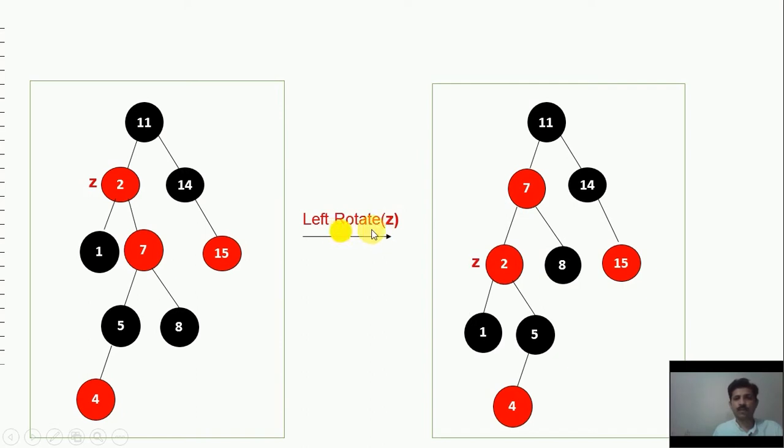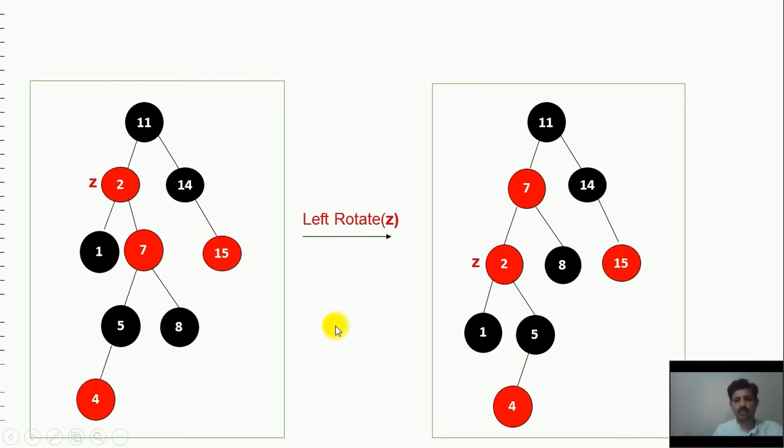After performing left rotation, 2 will be placed at the left side. Okay, and 8 is the right child, so we will put 8 as the right child. 2 and 1, so 5 will be sibling of 1. And 5 containing 4, so that will be placed here. So this is the left rotation.